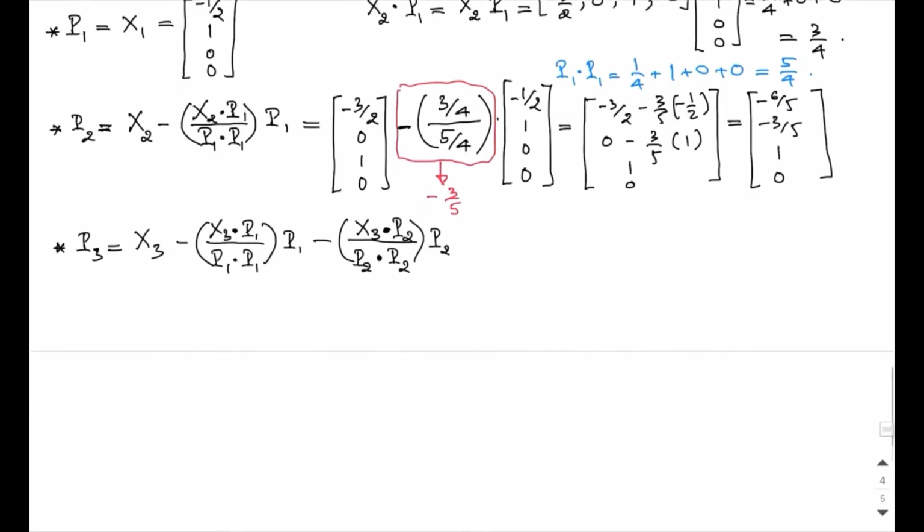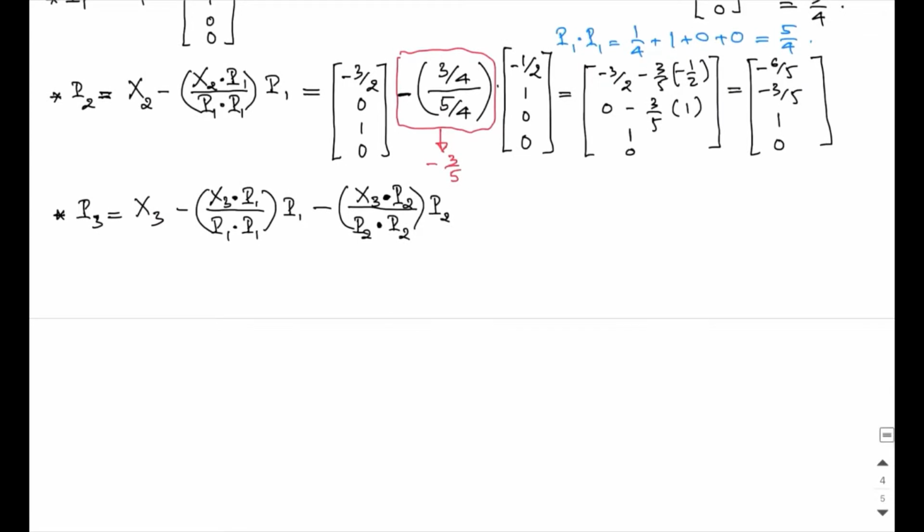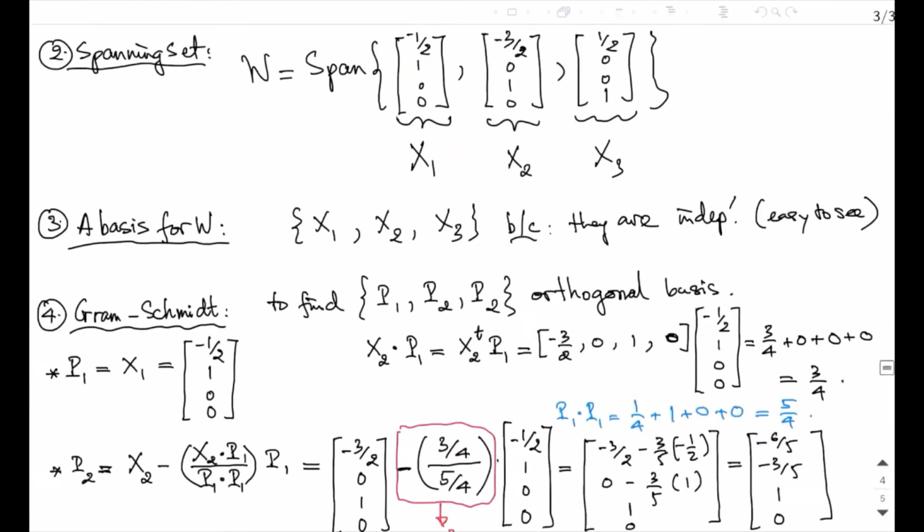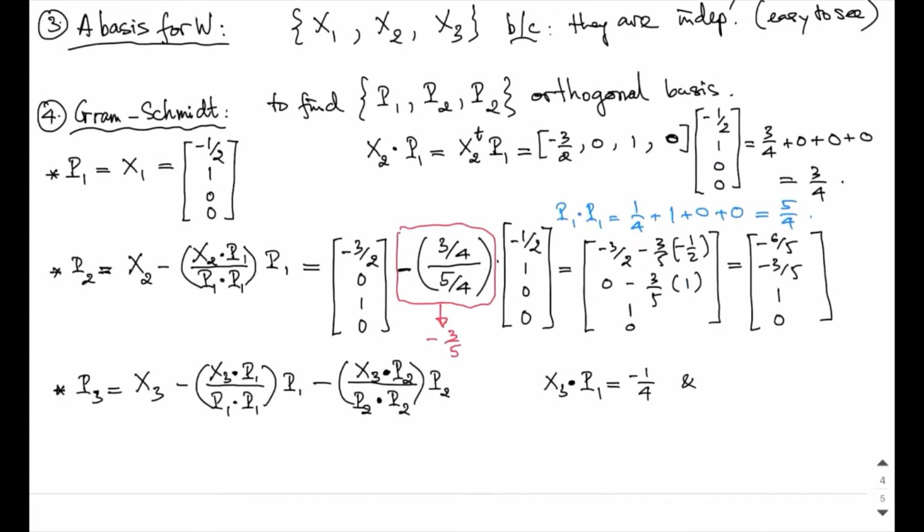All right. So we know that we have to compute x3 dot P1 first. x3 is this guy, 1/2 0 0 1, and you want to dot it with P1, this guy. So 1/2 times negative 1/2 is negative 1/4. This and this is going to be 0, 0 and 0 is going to make 0, 1 times 0 is going to be 0. So it's only negative 1/4 here. And then you have to compute P1 dot P1. You already computed it, 5/4.